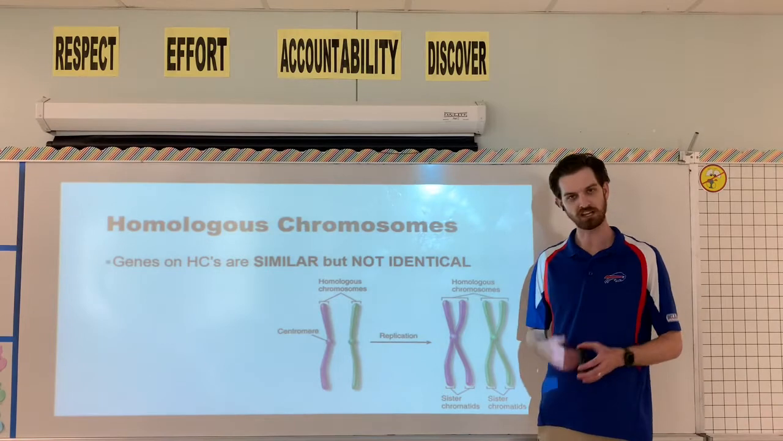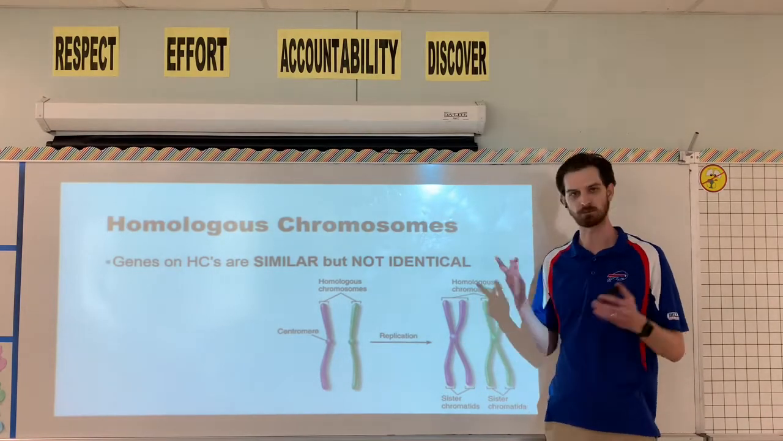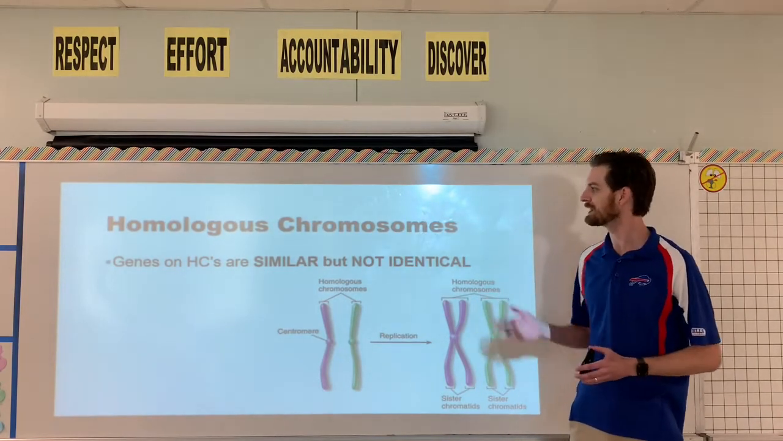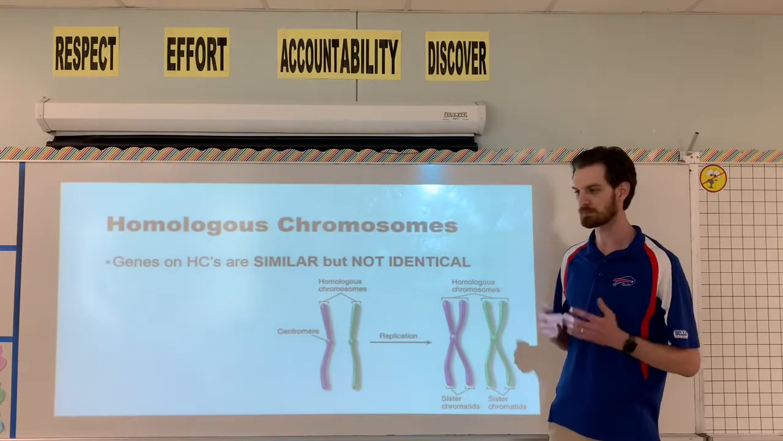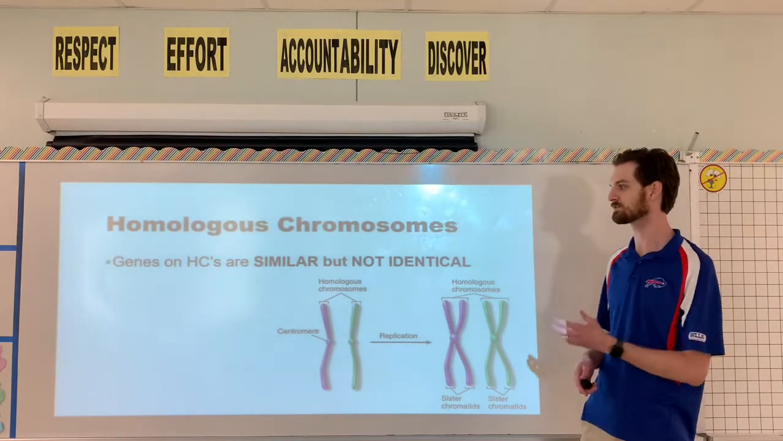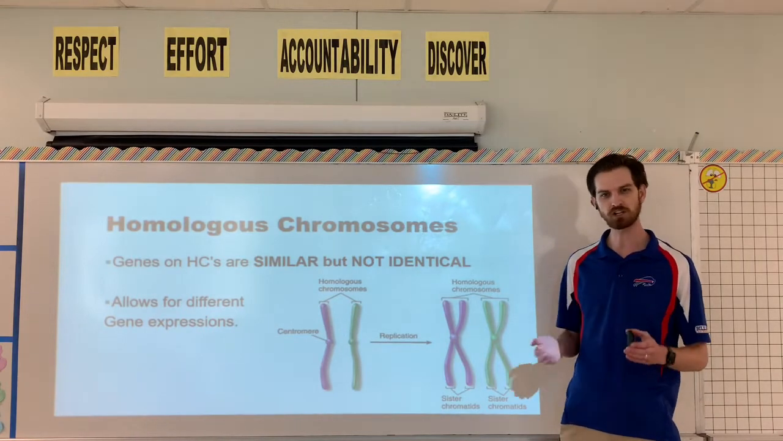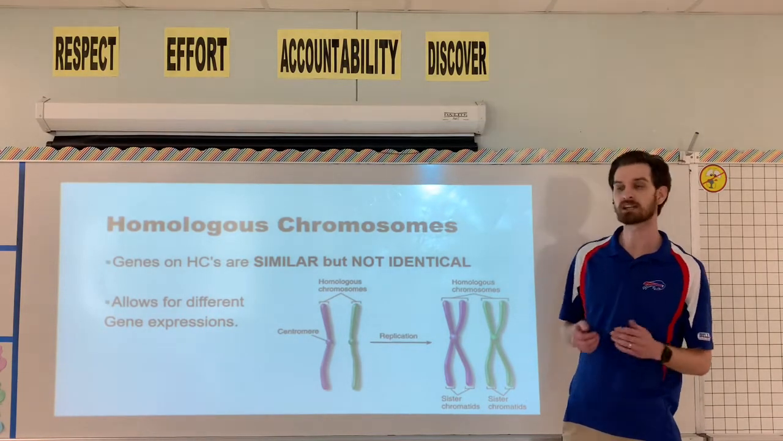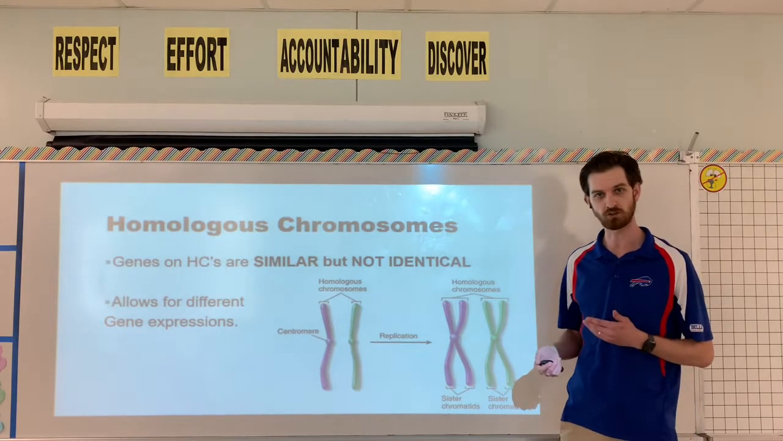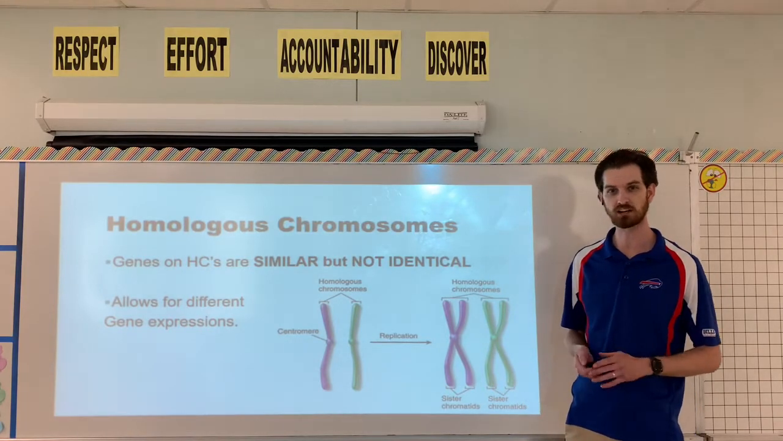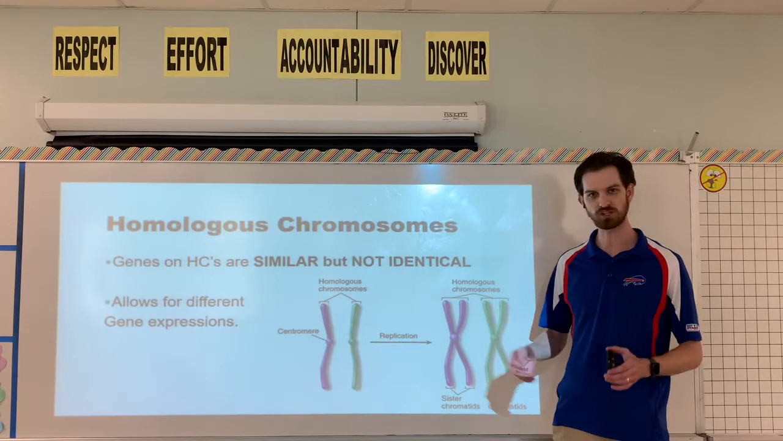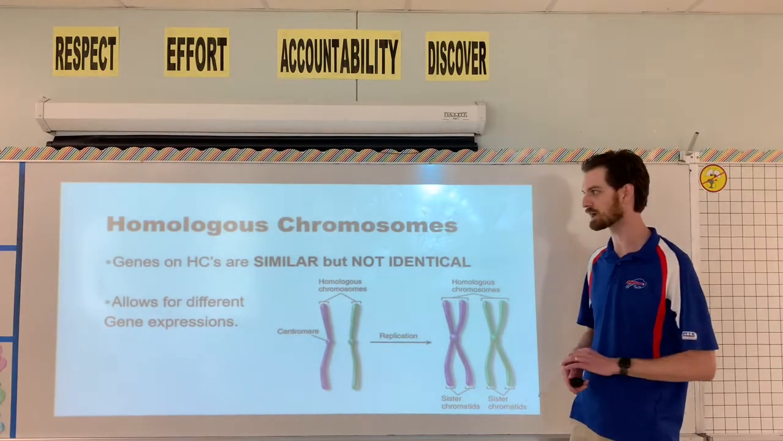So they're similar, they code for the same things, eye color, number of fingers, hair color, etc. But they might not be identical. So they might actually produce a different protein and give some variation. So this allows for different genes to be expressed, and it's why you look a little bit different than your parents. You might have some similarities with one parent over another based on some of the genes that you've inherited, but you usually have a little bit of diversity within you as well.